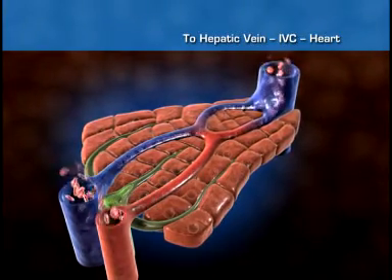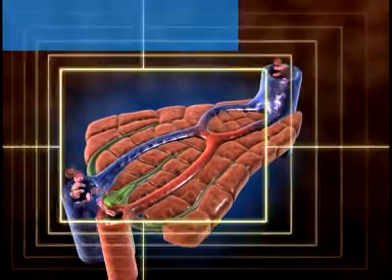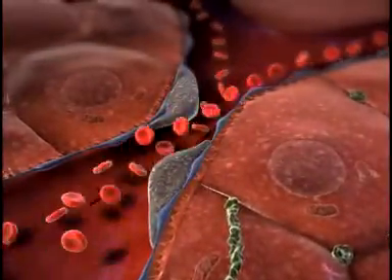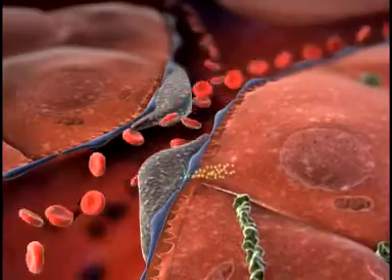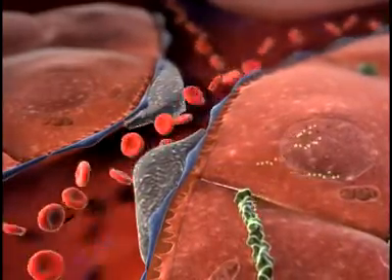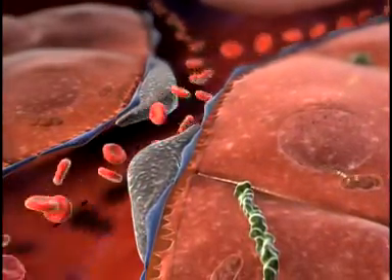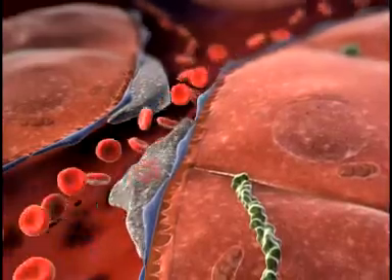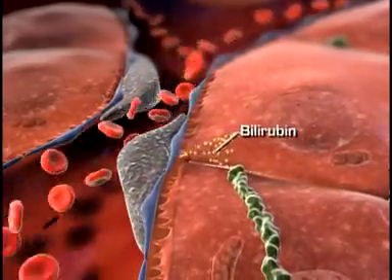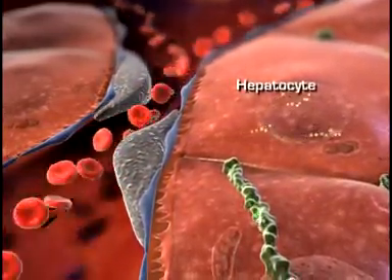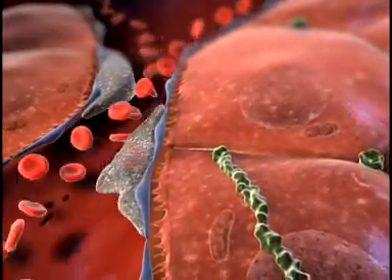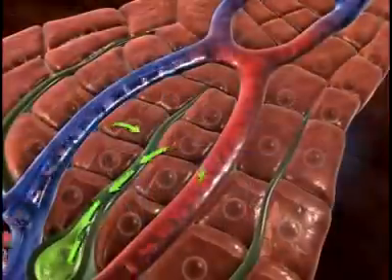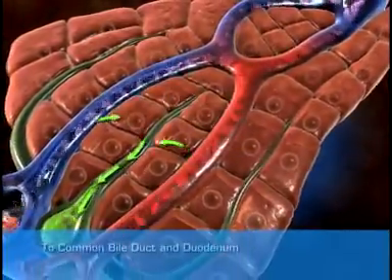As blood travels through the liver, cells called Kupffer's cells remove waste products such as bacteria, old and defective blood cells, and other foreign material. The breakdown of defective red blood cells results in the formation of a pigment called bilirubin. The hepatocytes remove bilirubin from the blood and modify it so it can be secreted into adjacent small bile ducts called bile canaliculi.